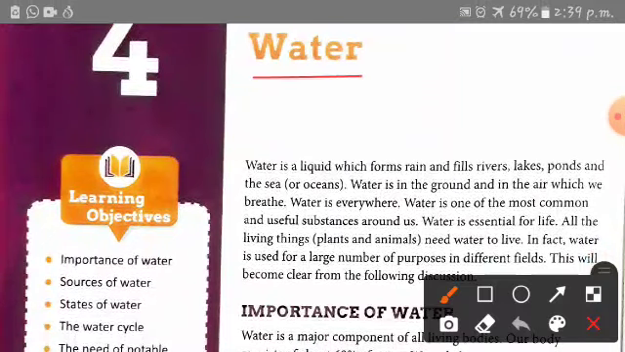What is water? We all know that water is a combination of hydrogen and oxygen, and water is very important for all living beings. Water is a liquid which forms rain and fills rivers, lakes, ponds and the sea.